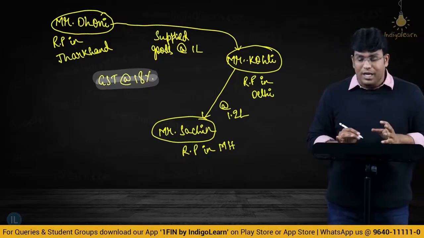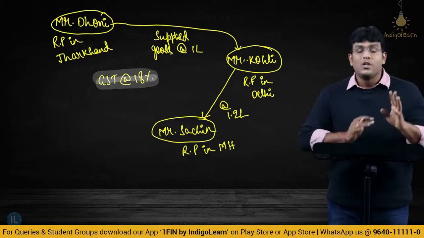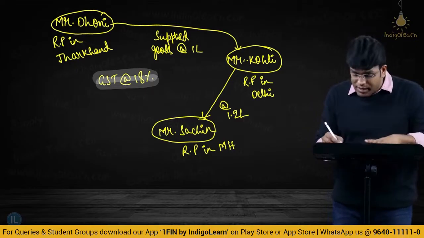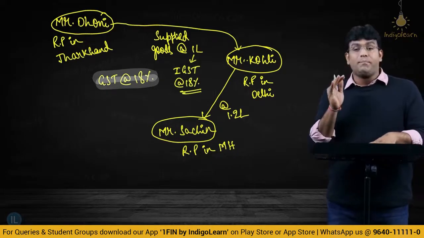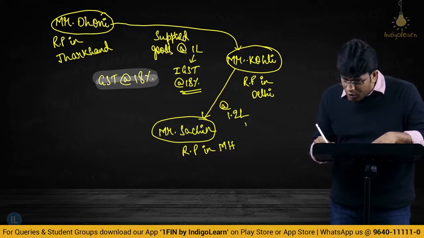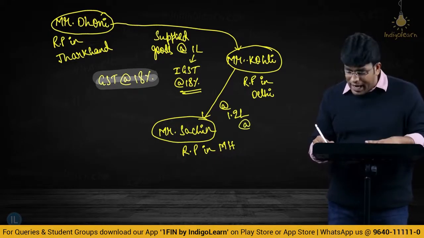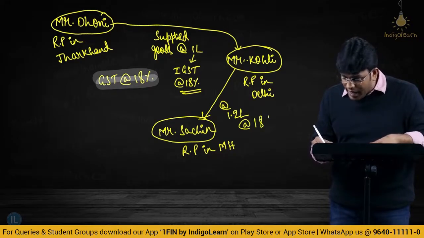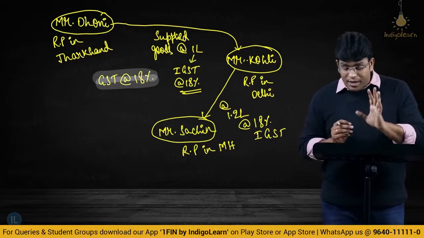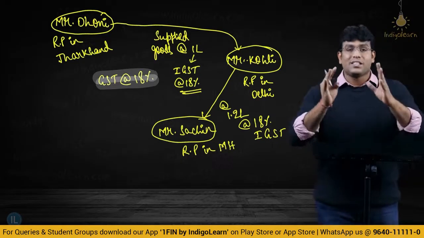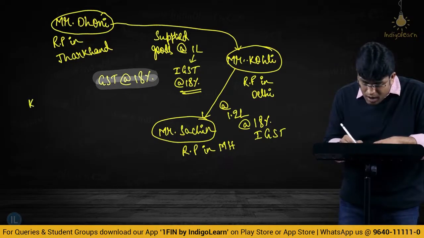Now, Dhoni is in Jharkhand. He supplied goods to Kohli in Delhi. So in this particular case, on this 1 lakh, we will charge IGST at the rate of 18%. And when Kohli supplied to Sachin 1.2 lakhs, on this also we will charge at the rate of 18%, and that will be IGST. Now, let's talk about the tax liability for Mr. Kohli.